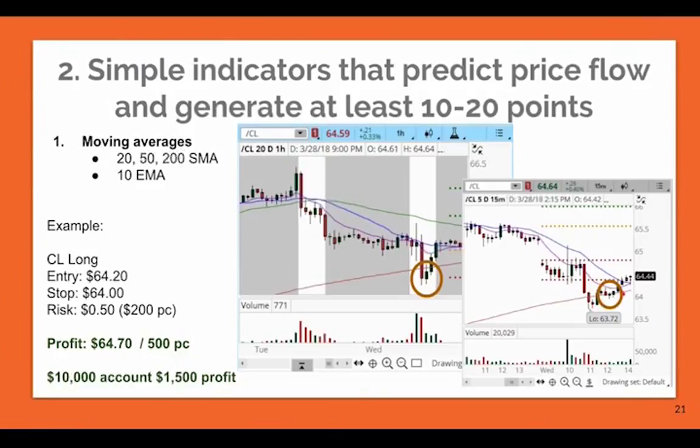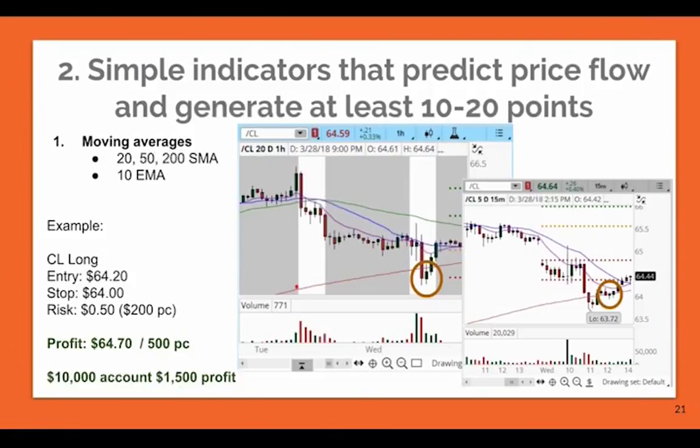I looked to see how it can handle the 200 moving average, and I entered long at $64.20. I had a stop at $64, and that is a 20-cent risk, which is $200 per contract. The profit was at 64.70. I don't have pre-market data here on this chart, but it ran into this level right here. I took profit at $64.70.